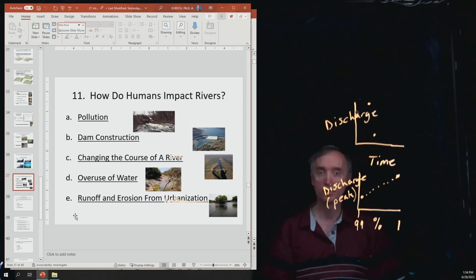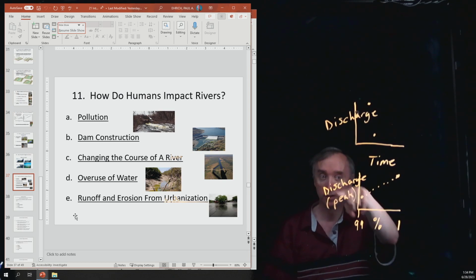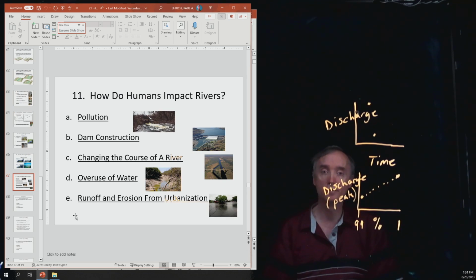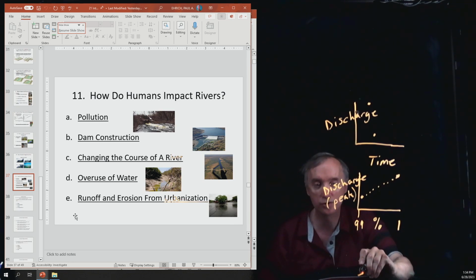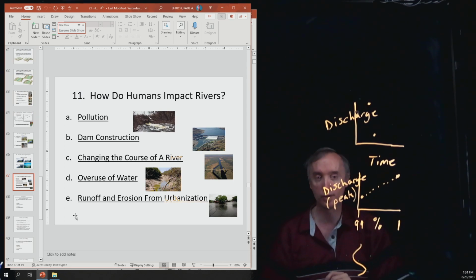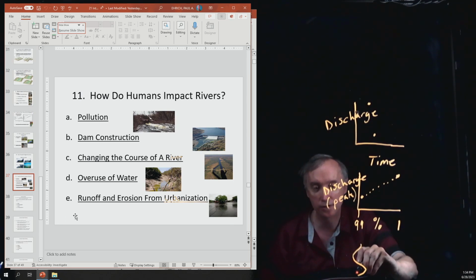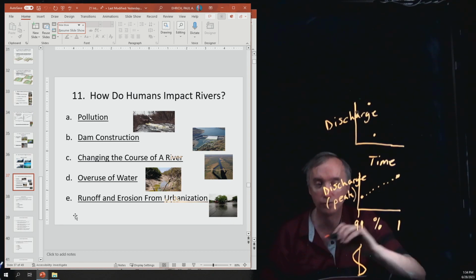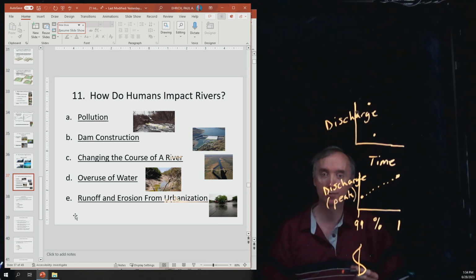Okay, so now let's go to this. How do humans impact rivers? Well, first, humans can pollute rivers. Humans can build dams, which interfere with the natural curvature of the river. Humans can also change the course of a river. So a river may originally be doing this, so it might be meandering. And so humans come along and they straighten it out like that. Well, that has repercussions if you do that.